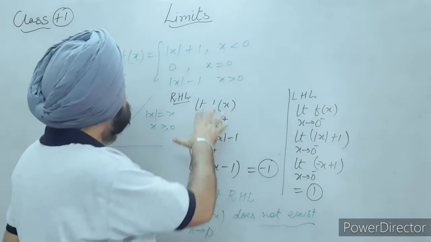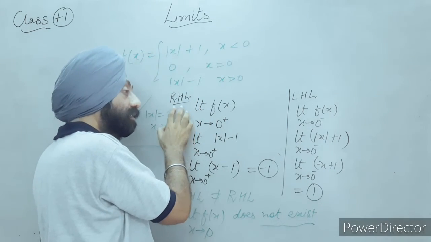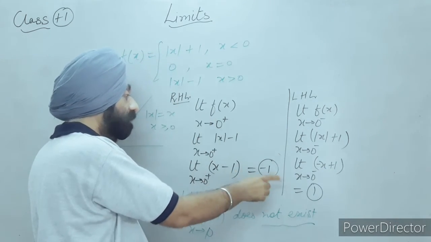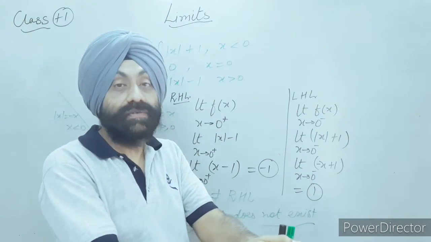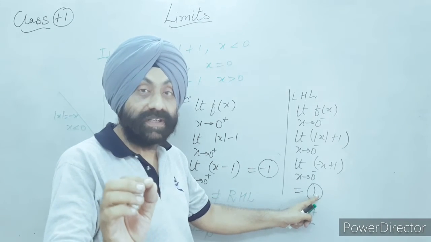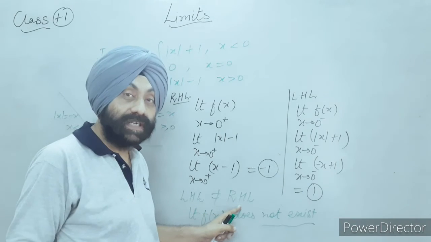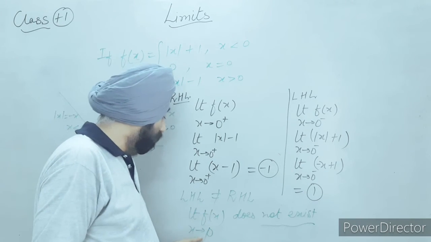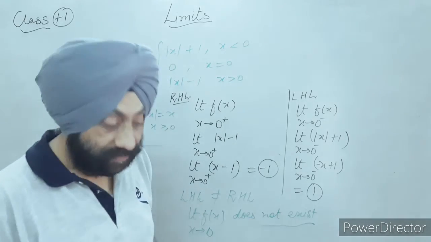This is the basic idea behind calculating the left hand limit and the right hand limit. Both the answers should be the same, both should approach the same value, right? If they do not get the same value, then we say the left hand limit is not equal to the right hand limit. The limit of the function as x approaches 0 does not exist, right?